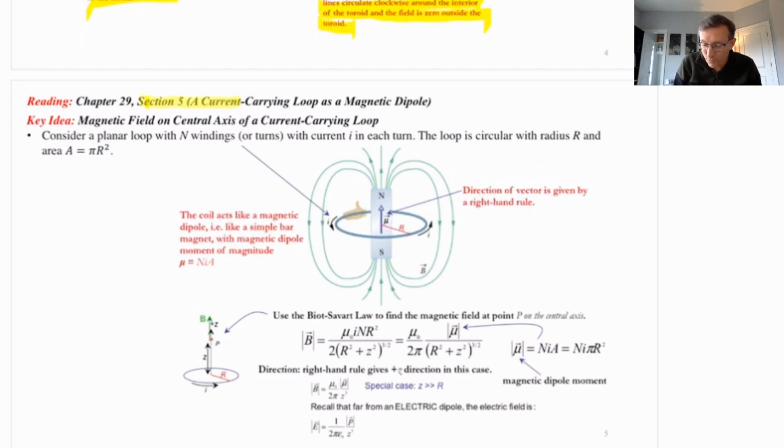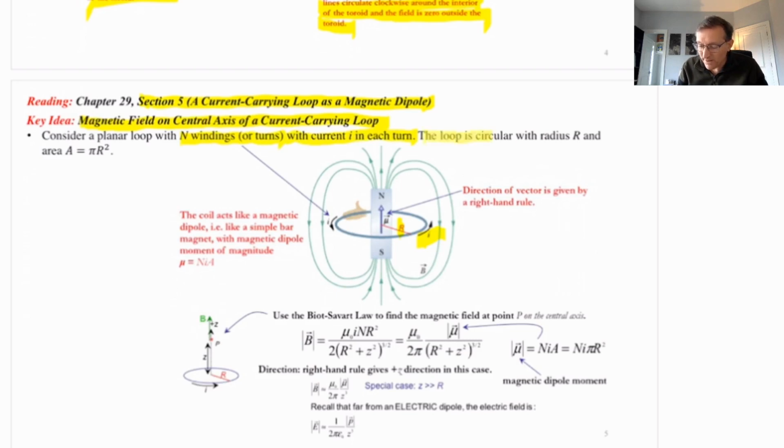Now we're going to talk about a current carrying loop as a magnetic dipole, and calculating the magnetic field on the central axis of a current carrying loop. Here's what we're imagining. The picture shows a circular loop of wire, carrying current I, with radius big R. We will take wire for this loop and wrap it around multiple times, but it's still flat. So we'll have capital N windings, or turns, with current I in each turn.